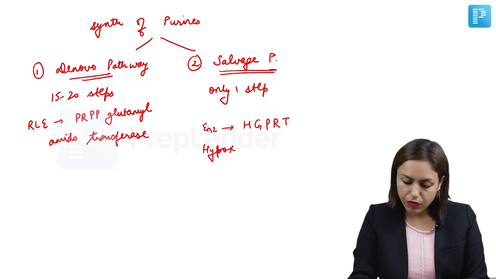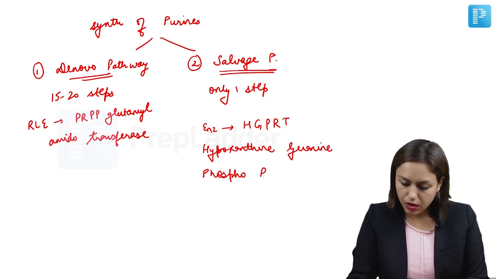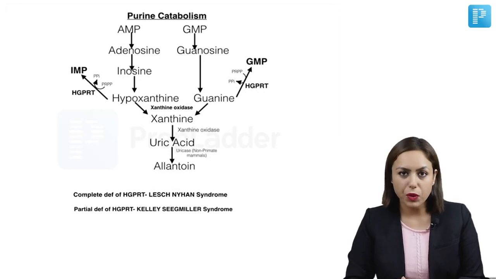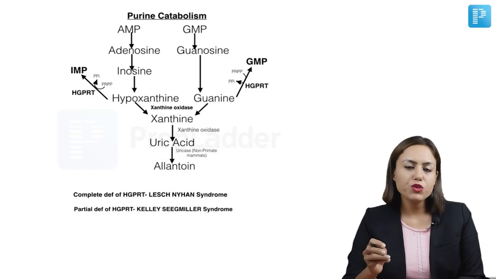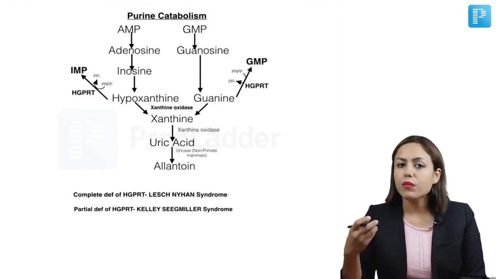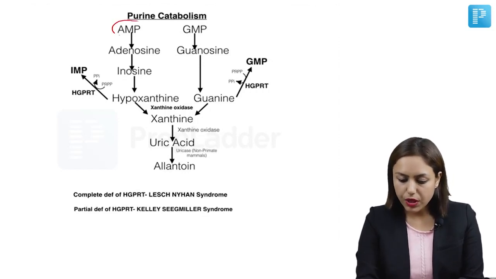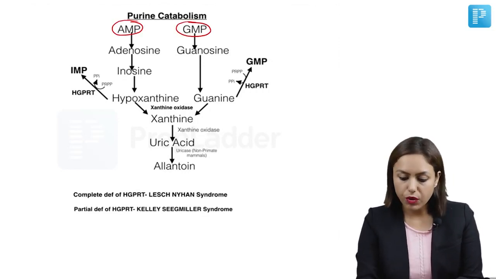HGPRT, full form is hypoxanthine guanine phosphoribosyltransferase, right? So let's look at this slide of purine catabolic pathway. Here we will also look at salvage pathway. Because when purines are getting catabolized, there only salvage pathway exists to save some of them back into the body again. So purine catabolism, AMP and GMP going into catabolic pathway.